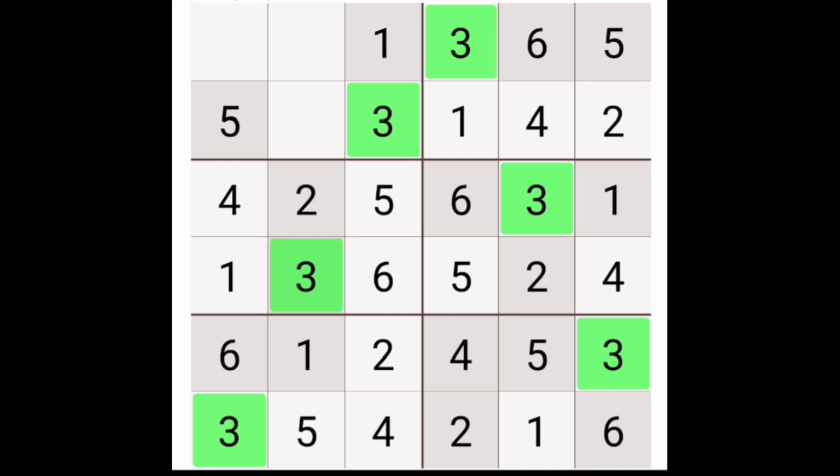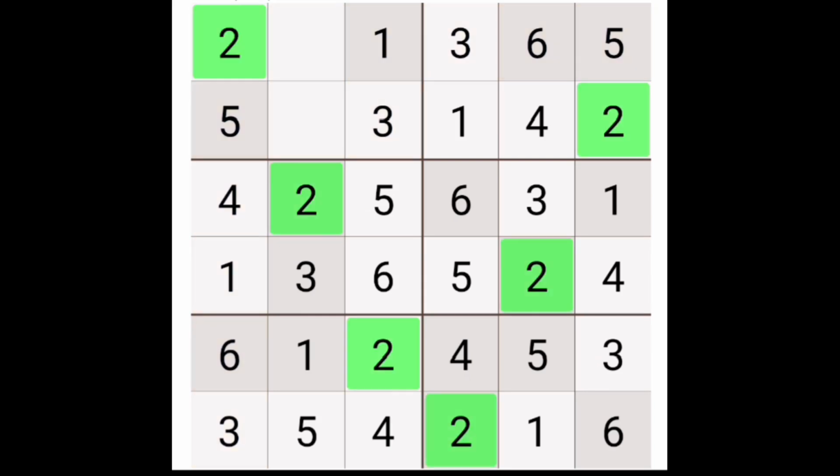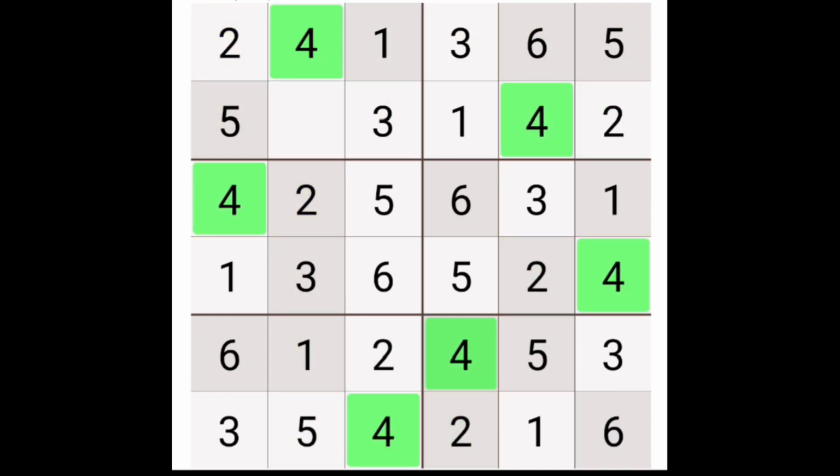Let's complete the first column. Only one number is missing. 5, 4, 1, 6, 3. Which number is missing? It's 2. So we'll complete 2 over here. Now let's complete the first row. Only one number is missing. 2, 1, 3, 6, 5. Which number is missing? 4. So we'll complete it with 4.